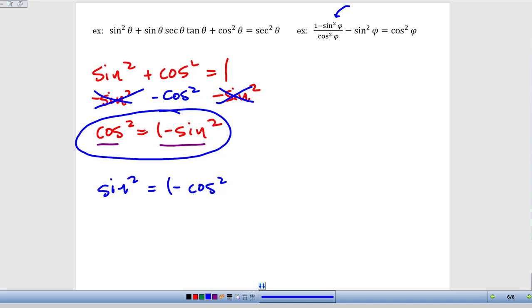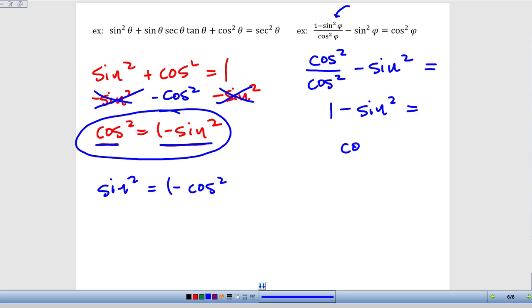So 1 minus sine squared, back to that. So I've got 1 minus sine squared is equal to cosine squared. So that's going to be the first substitution that I'm going to make. So now I have cosine squared over cosine squared minus sine squared. Now cosine squared divided by cosine squared equals 1. So I can divide that and make that 1 minus sine squared. And once more, I'm going to use the exact same identity that we just used. 1 minus sine squared can be replaced with cosine squared. And as we can see, we've got our equivalent statement there.